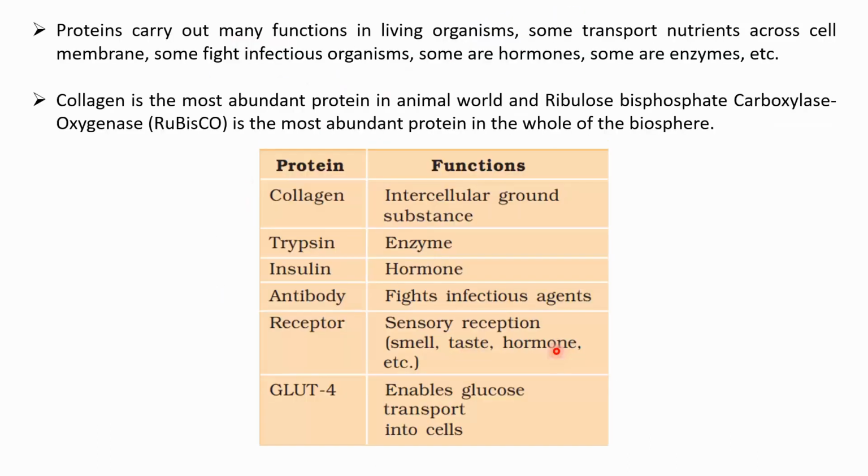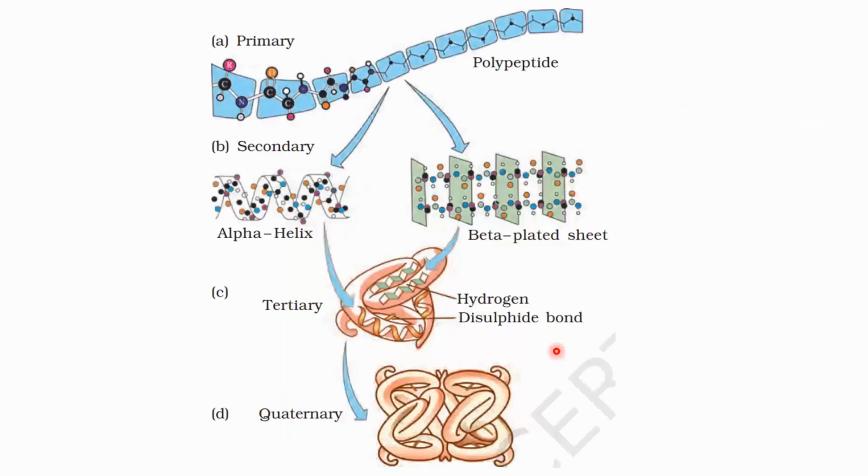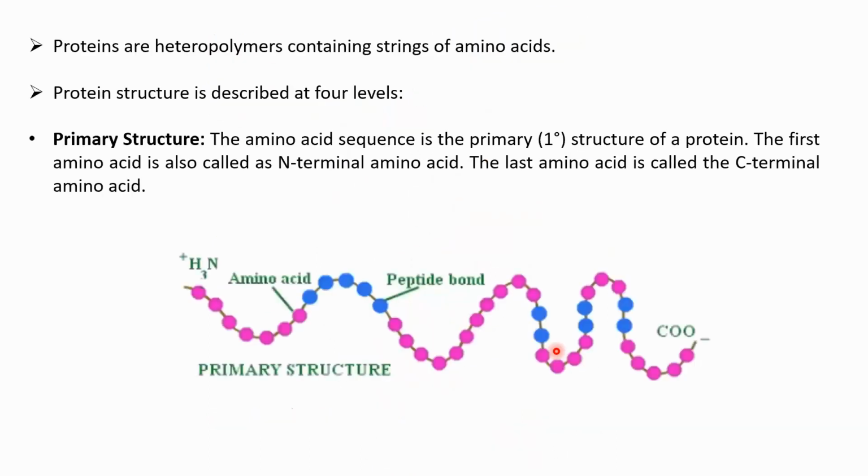There is a level of organization in proteins as well. Proteins occur in different forms, so there are different structures of proteins. As I mentioned, proteins are heteropolymers that contain strings of amino acids. By the term heteropolymer, I mean it is a polymer. Why are we calling it a polymer? Because it is made up of multiple units. That is why it is a polymer. Why is it called a heteropolymer? Because it is made up of different units. So different amino acids combine to form a protein.